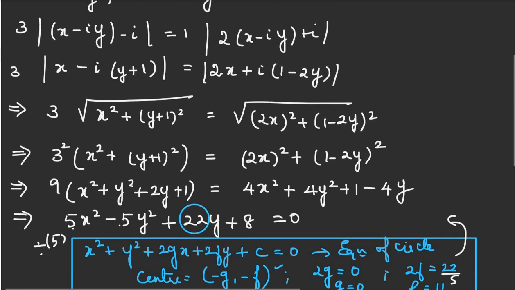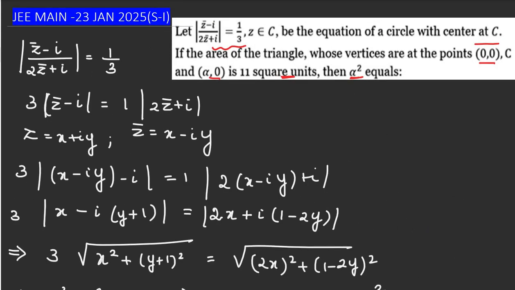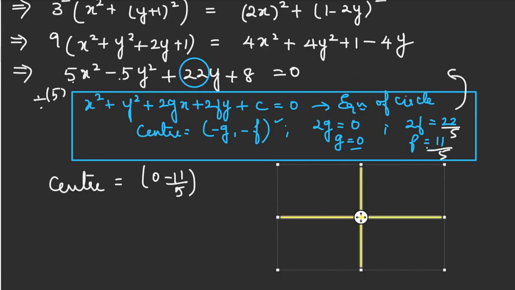Now coming to the question: the triangle has an area of 11 square units, whose vertices are the origin, alpha comma 0, and the center. The given expression is the equation of the circle. From the equation of the circle we have found the center C, which is one of the vertices of the triangle. According to the diagram, one vertex is 0 comma 0, and another vertex will be alpha comma 0.